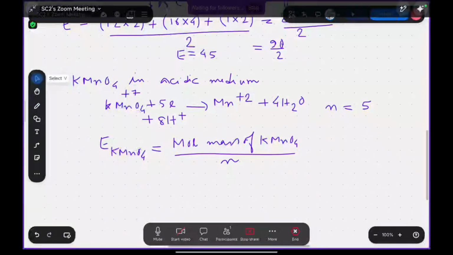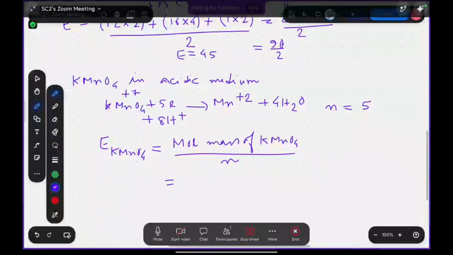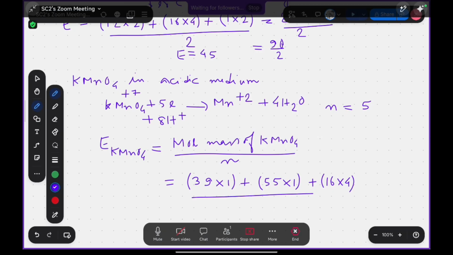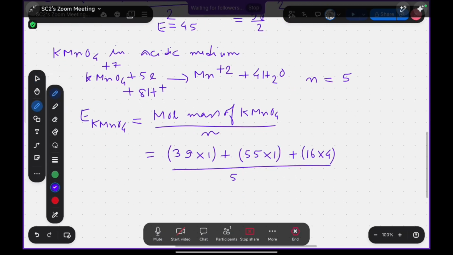So let's calculate the molecular mass first. For potassium it is 39, so 39 into 1, plus for manganese it is 55, 55 into 1 because 1 manganese atom, plus oxygen it is 16, 16 into 4, divided by 5. So it is something like 39 plus 55 plus 64, divided by 5.